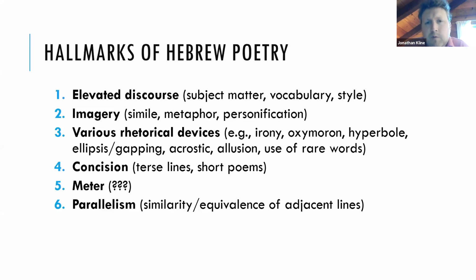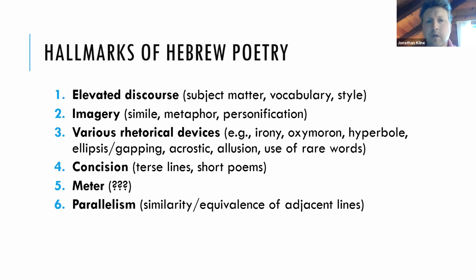The third hallmark of Hebrew poetry is a little bit of a catch-all category of various rhetorical devices, such as irony, oxymoron, hyperbole, ellipsis, or gapping, which refers to, like, you have a verb in one line of poetry, and then in the next line the verb is omitted, it's implied, for example. Acrostics occur, allusion, use of rare words, etc. These are just some examples of the many rhetorical devices you come across in poetry.